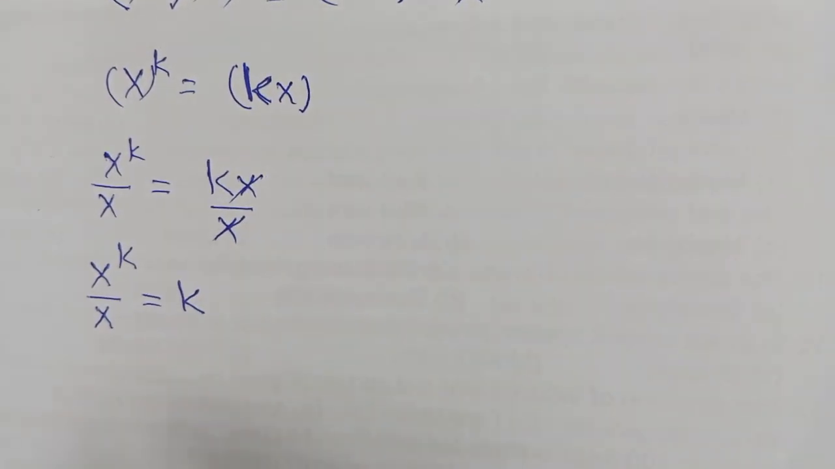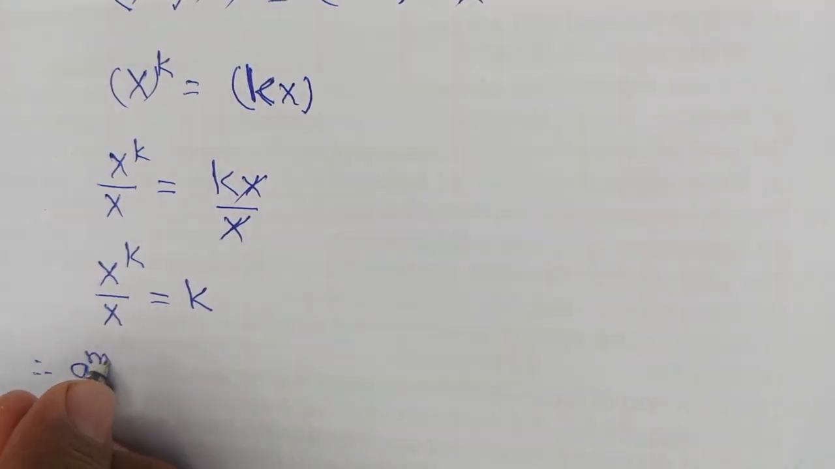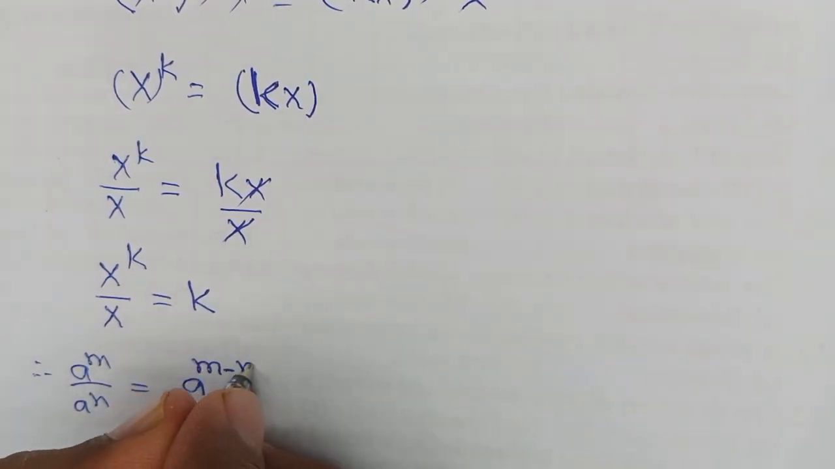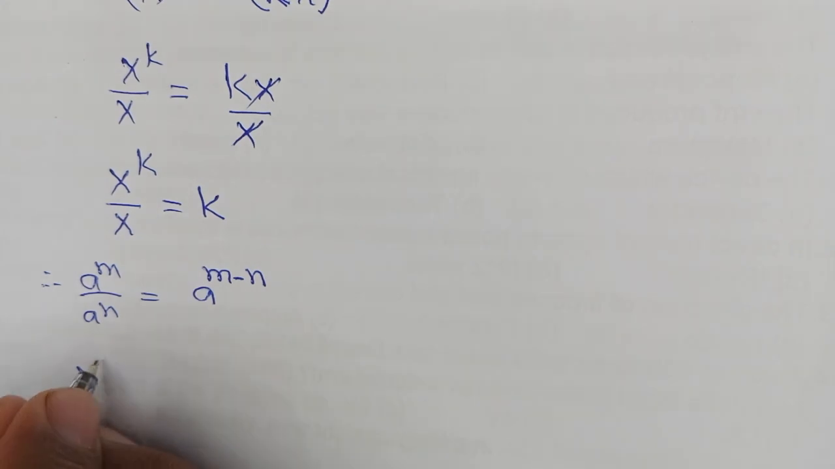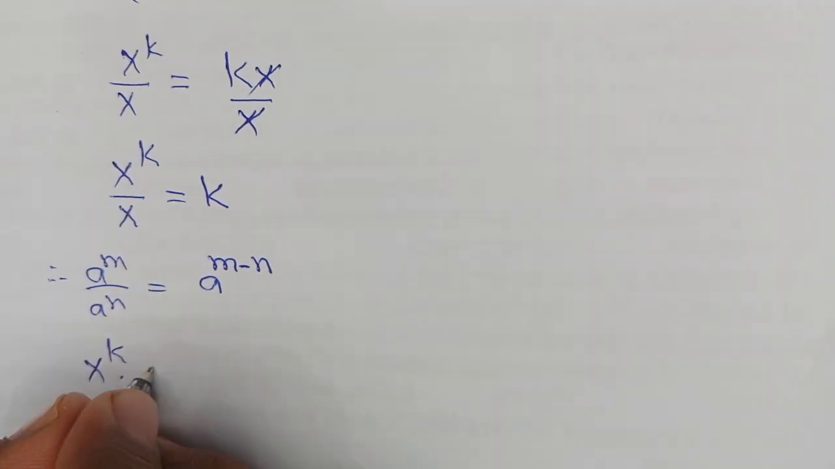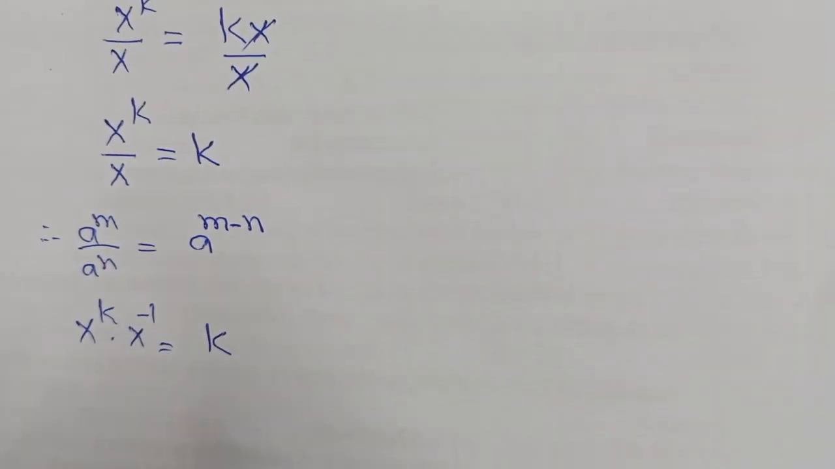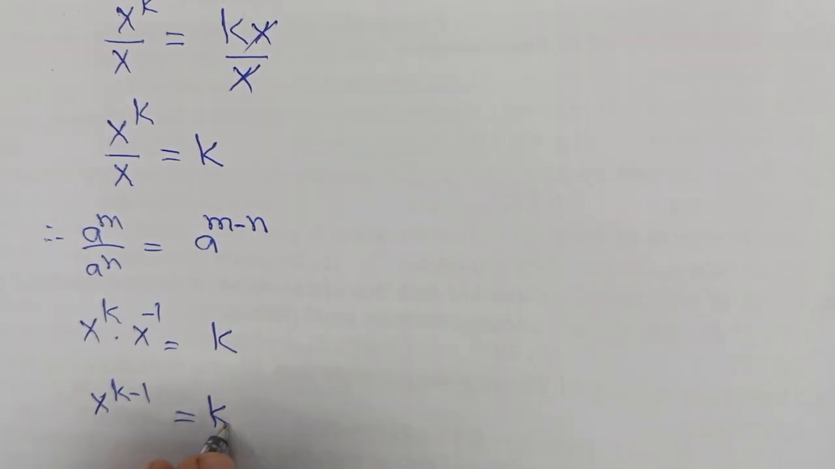Again we use a general formula: if we divide a power m by a power n, we can rewrite it as a power m minus n. We use this formula here to solve it more quickly. So we substitute, and x power k minus 1 is equal to k. If the bases are the same, the powers are subtracted, so it will be x power k minus 1 is equal to k.